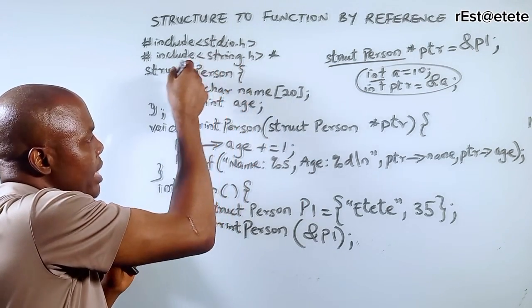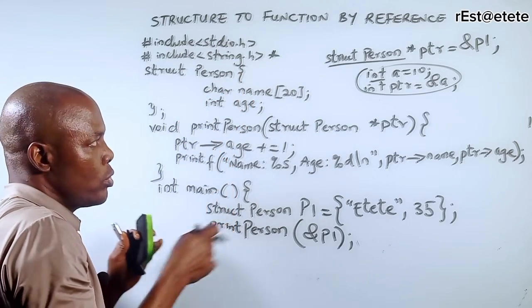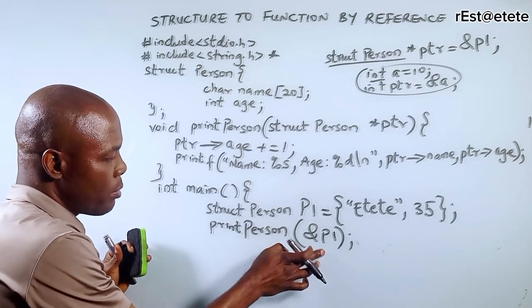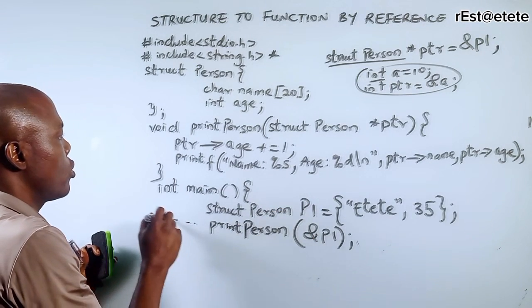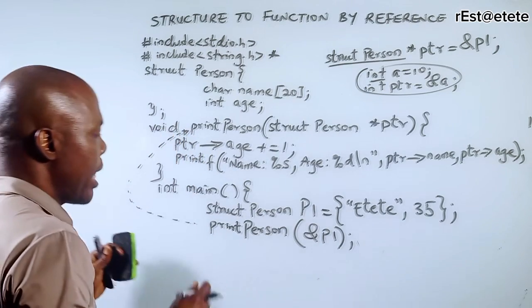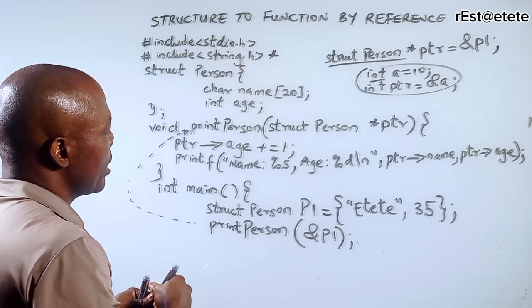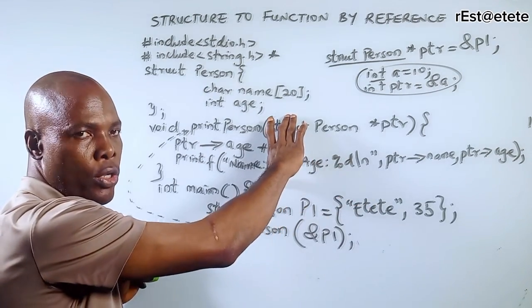We derived this data type from all these other ones, so it's the same concept. I'm supplying the address of P1 now to this print person function, so control will move to this place, right? Now, I want it to also print out the value of name and age after this function returns.